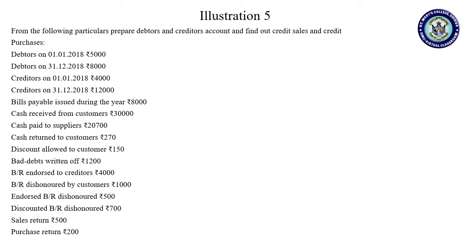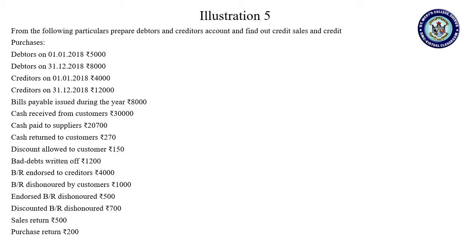Don't assume they will directly give you the question this way. They might just ask you to find out credit purchase and credit sale. So credit purchase means you have to prepare creditors account. Credit sale means you have to open the debtor account. Now first we'll pass the journal entry. You just take down the journal entry in the margin or somewhere else.